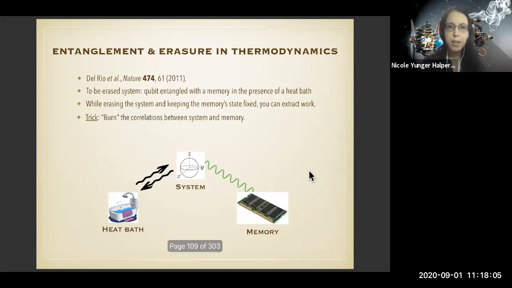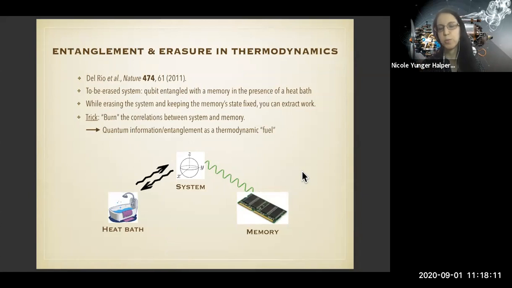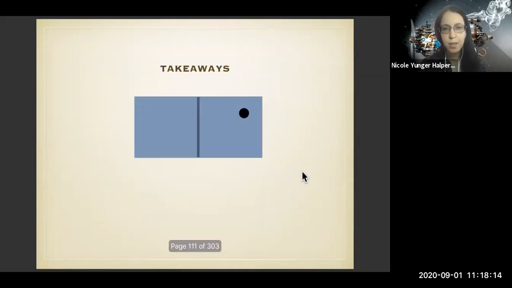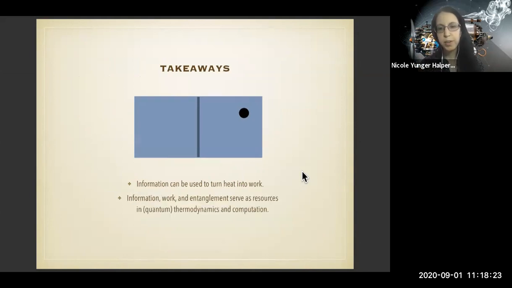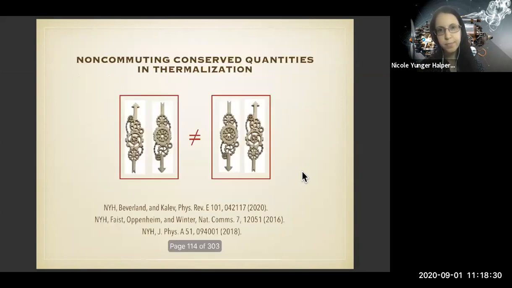It turns out that you can sort of burn the correlations between the system and the memory. You can use the entanglement as a sort of thermodynamic fuel. So in summary, we've seen that information can be used to turn useless heat into useful work. And information, work, and entanglement can all serve as resources in thermodynamics and information processing. That's something of a broad overview of quantum steampunk as a whole and a simple example about how it works.